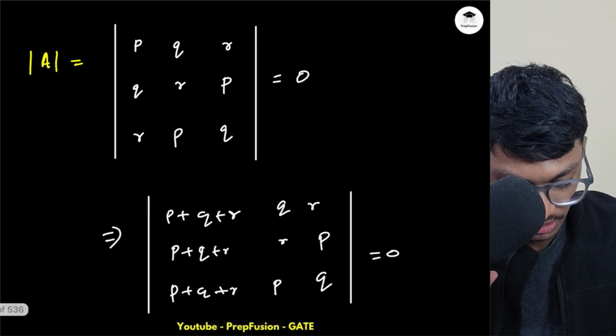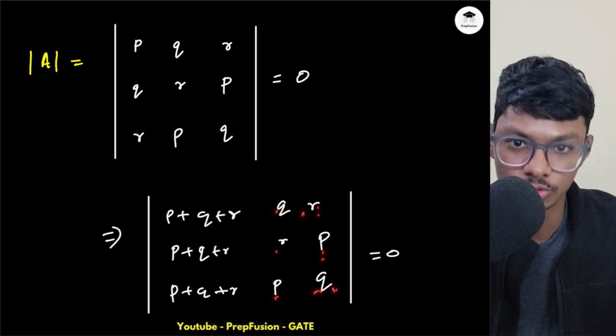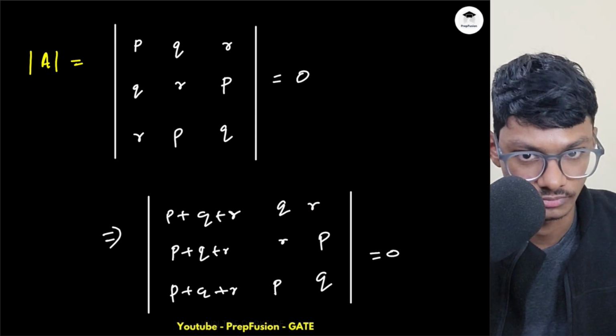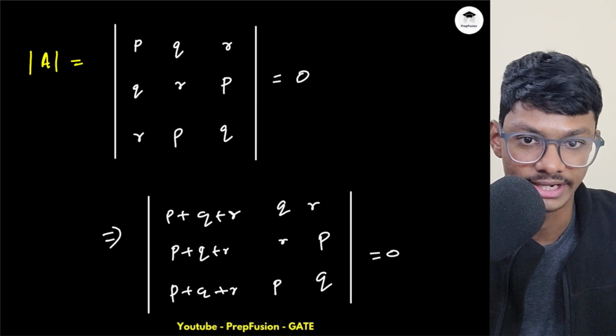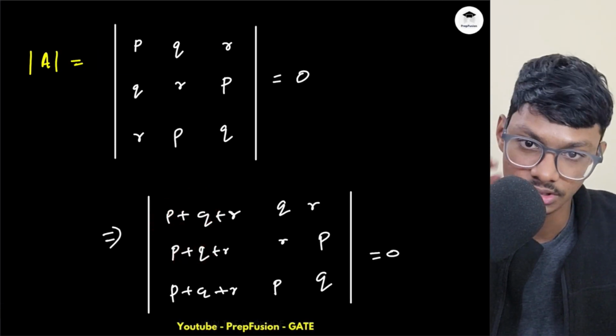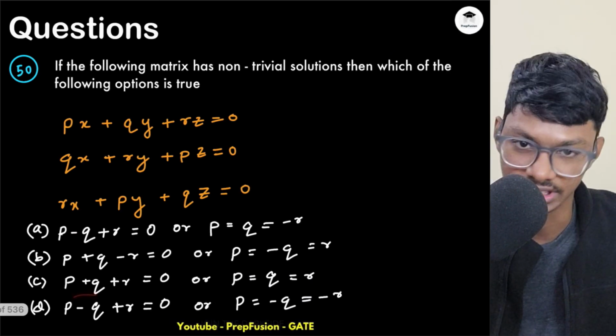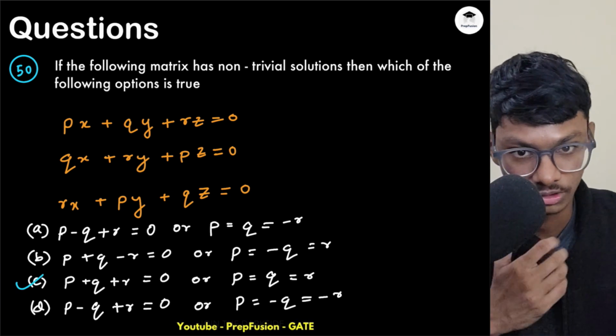If you put P equals Q equals R here, this will be PPP, this will be PPP. So two columns are identical, then the determinant will go to 0. And P plus Q plus R equals 0, if that is 0, then obviously one complete column is 0, that means the determinant will be 0. So these two conditions are satisfying. From the options you can directly tick mark that this will be C. So you can solve by the options.